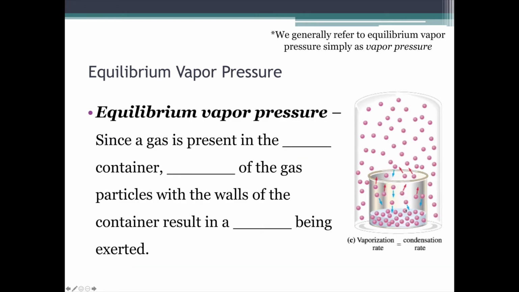So equilibrium vapor pressure, we sometimes use equilibrium vapor pressure and refer to it only as vapor pressure. Since a gas is present in the closed container, the collisions of those gas particles with the walls of the container result in a pressure being exerted.